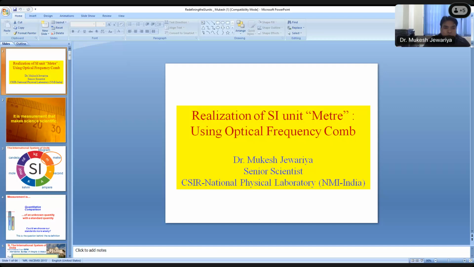So the optical frequency comb is also part of the new definition, which now describes mass and temperature using the Planck constant and Boltzmann constant. For length, the fundamental constant c remains c, but the way of realization has changed, and everybody is in a learning and establishment stage. In India also, we have now procured and established it. I will go through the history of length measurement from ancient times to now, and how the comb is going to be one of the methods to realize the SI unit meter.